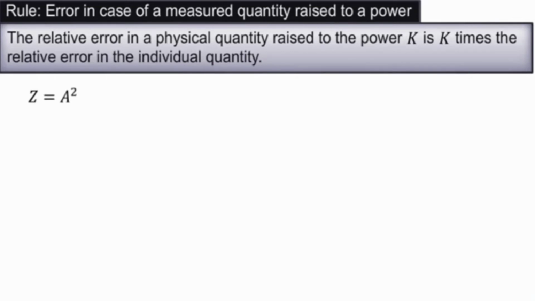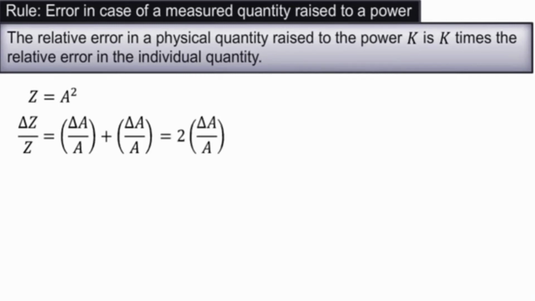Suppose z equal to a square. So here the power is 2. It is basically A into A, means multiplication. So when you multiply, the relative errors you add. Since both are same, you can write it as 2 into delta A by A. Or in a more general form, I can write that if z equal to a to the power n, the relative error in z will be n multiplied by the relative error in A.